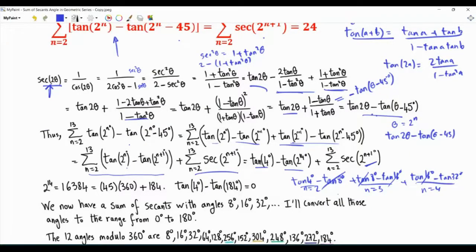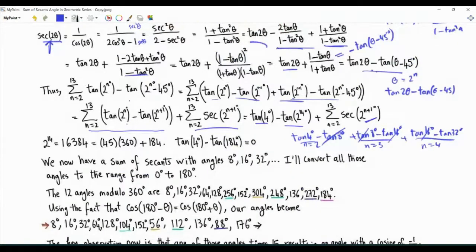What are those angles? Well, if n is 2, then we have 2 to the 3. So we have 8 degrees, and then we have 16 degrees, and then we have 32 degrees, and so forth. Now find the remainder of those angles when divided by 360. So find the angles modulo 360 degrees. So those angles will be 8 and 16 and 32 and 64 and 128 and 256.